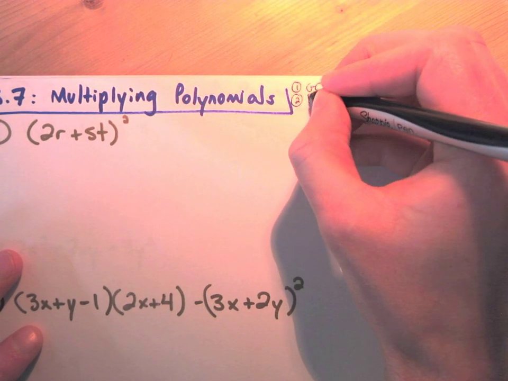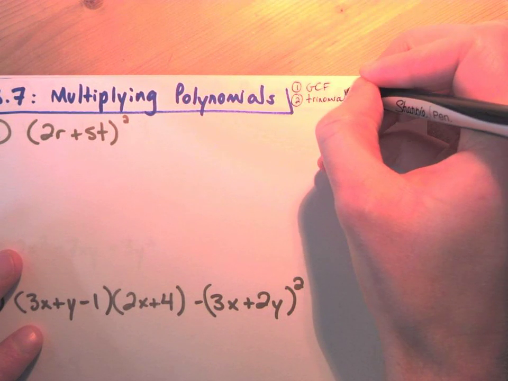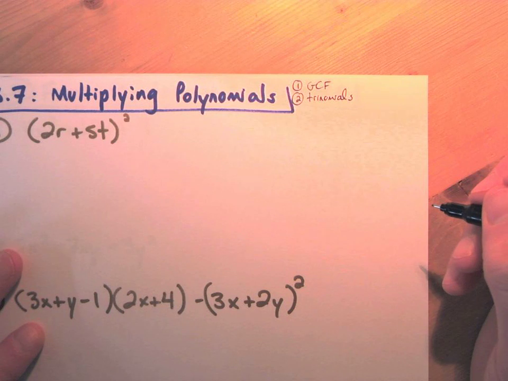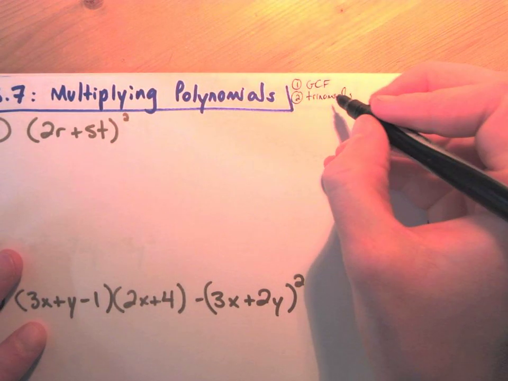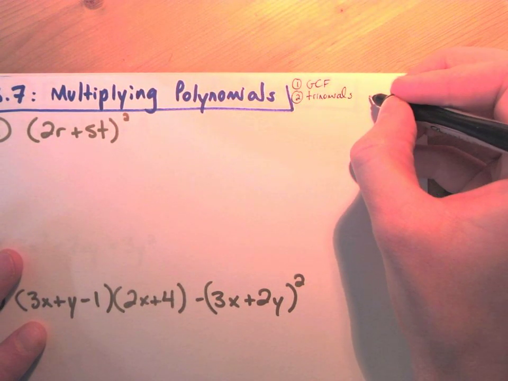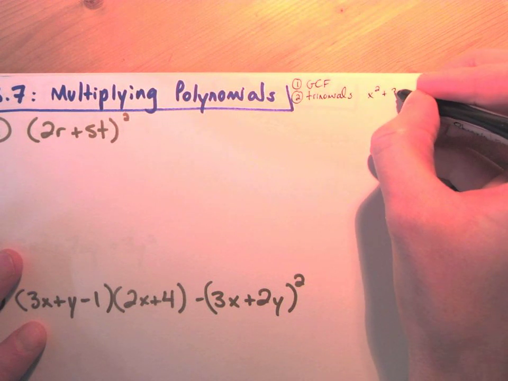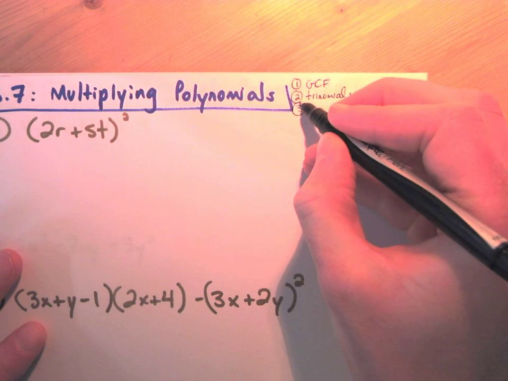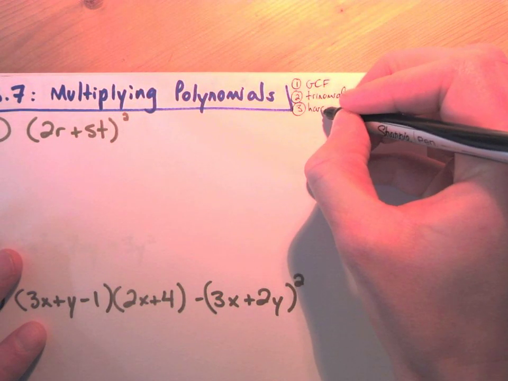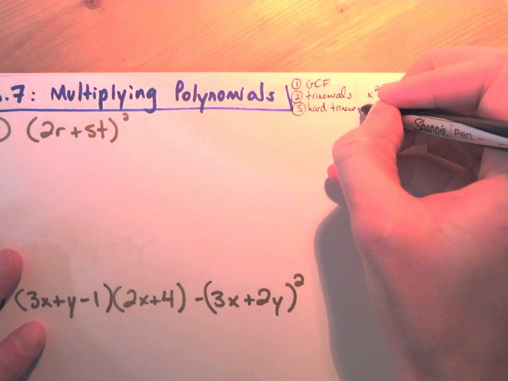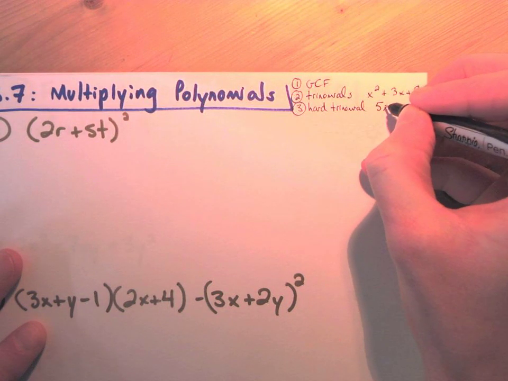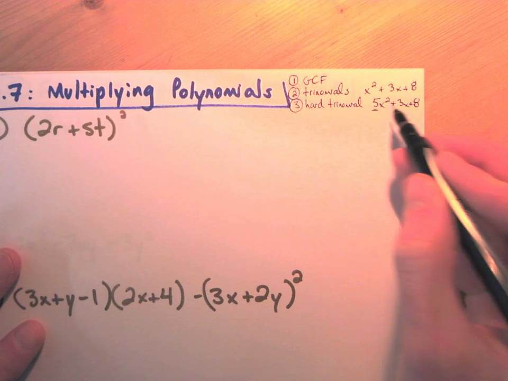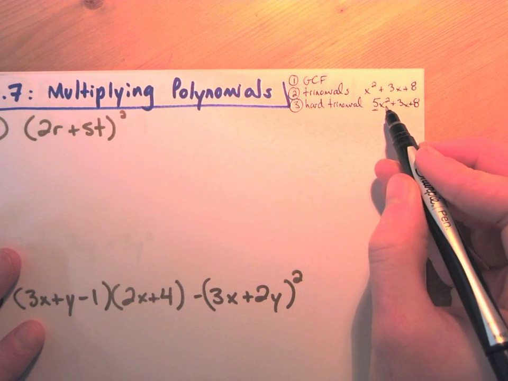And then we went over trinomials, which means three terms. And usually the first one is an x squared or a t squared or an r squared, something like that. That was the type where it's like x squared plus 3x plus 8. And then the third type was hard trinomial. That was generally something like 5x squared plus 3x plus 8, where you have a number in front of that x squared.